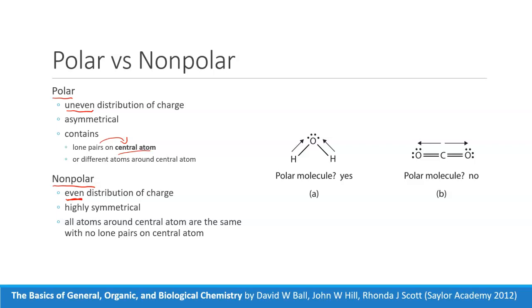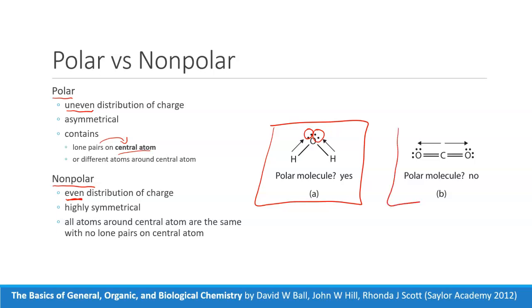So in our example here of a polar molecule, notice how the oxygen has 2 lone pairs of electrons, and the oxygen is your central atom. So those lone pairs are what make it polar. And then nonpolar is only going to happen if all the atoms around your central atom are the same and you have no lone pairs on that central atom. So you have to meet both of those qualifications.